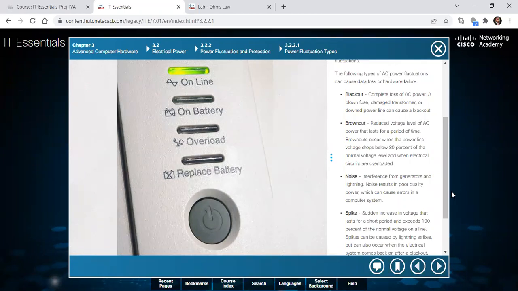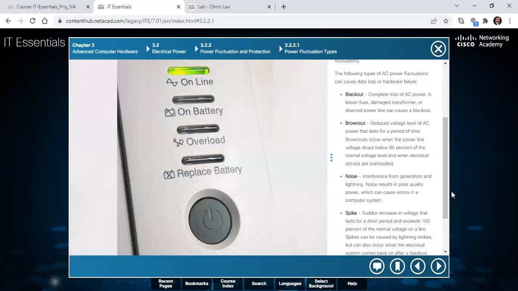The blackout is a complete loss of AC power. That means a blown fuse, a damaged transformer, or a down power line can cause a blackout. No light at all, that's what it means. Like we normally have blackout in Nigeria all the time, and it goes for 4, 5, 6 hours, sometimes days before it gets back.